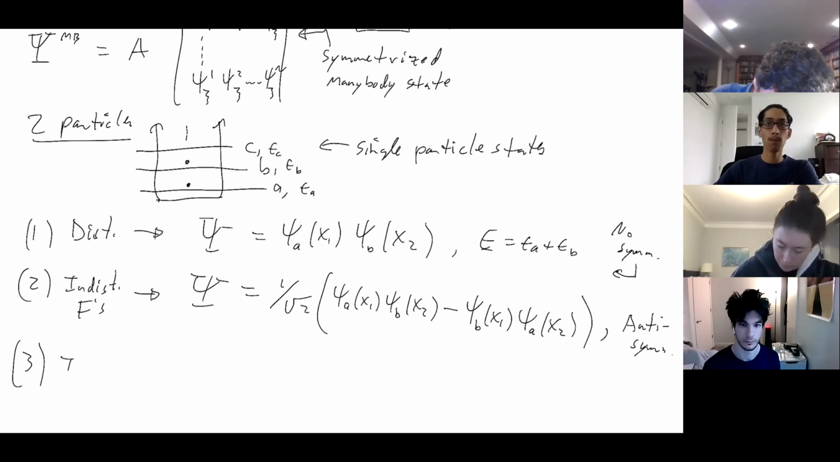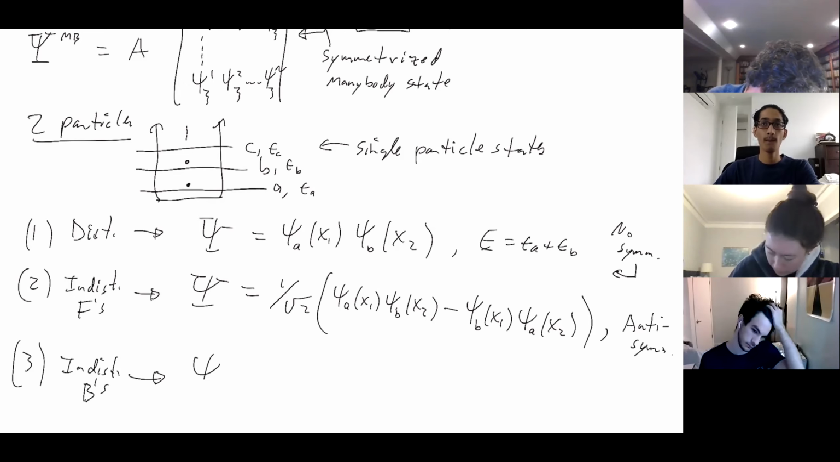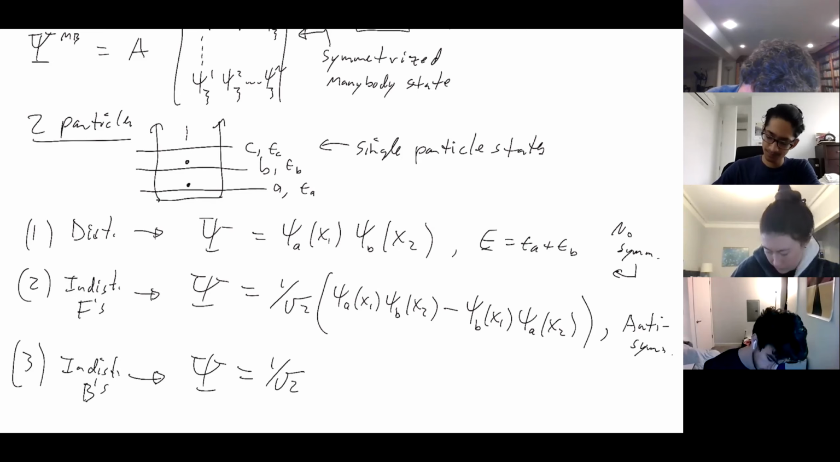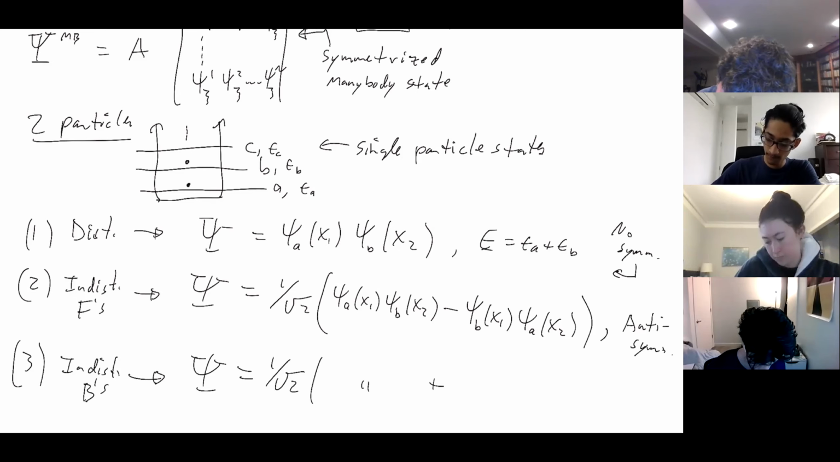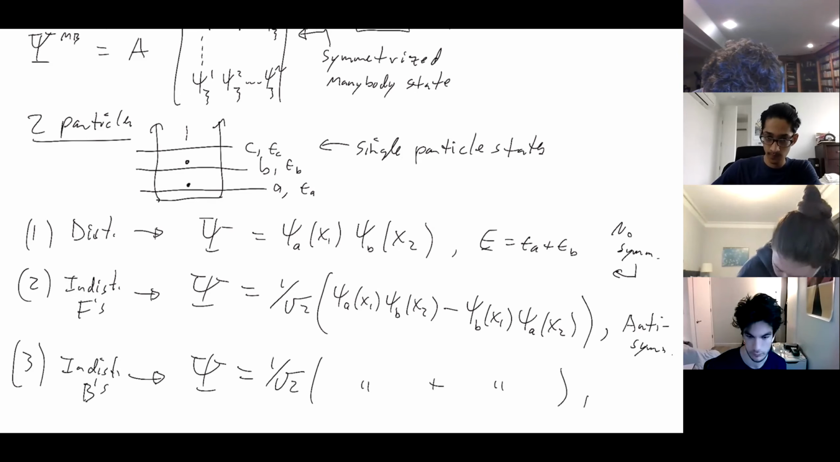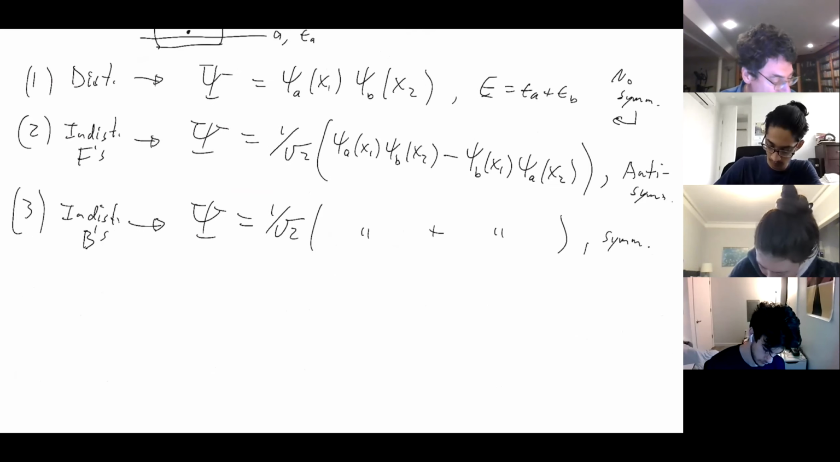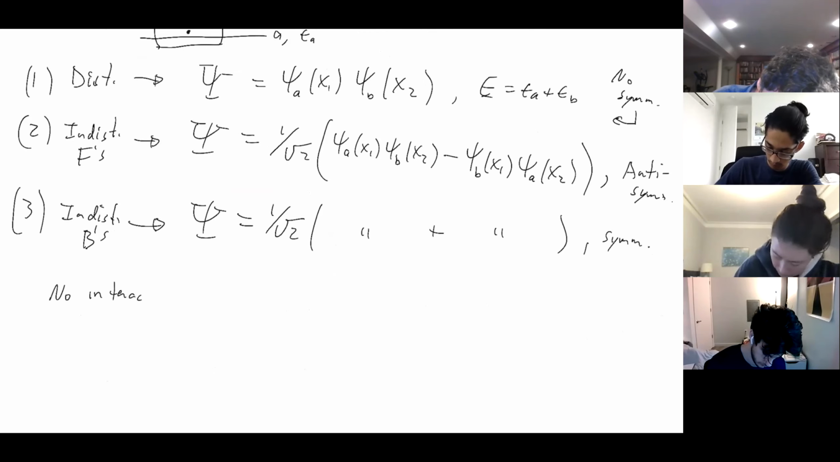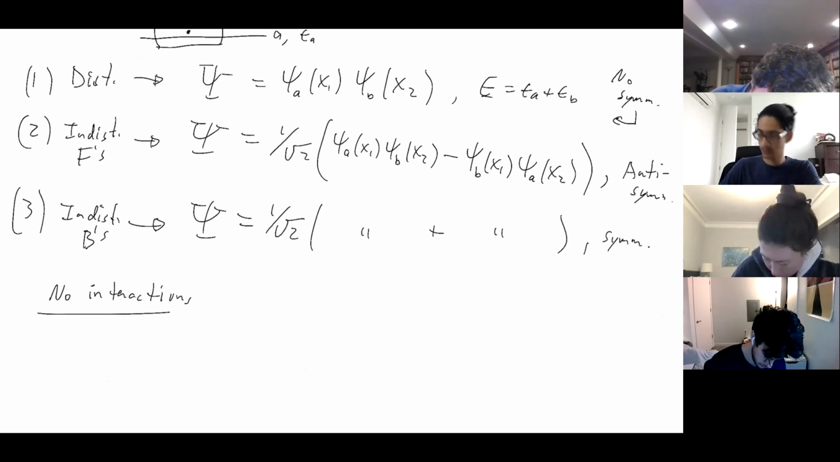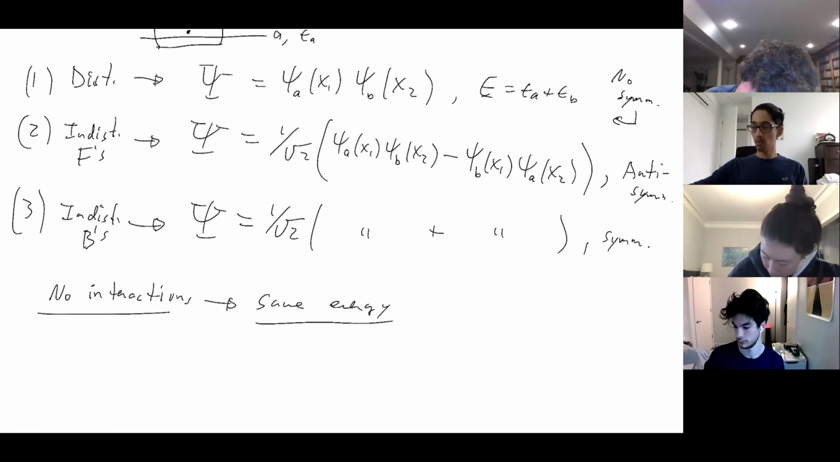And then I could have indistinguishable bosons, in which case I have the same wave function. I won't write it all out, just the same one, but now I put a plus sign here and it's symmetric. Now these are wave functions for no interactions between the particles, and they all have the same energy, but the physics is different.